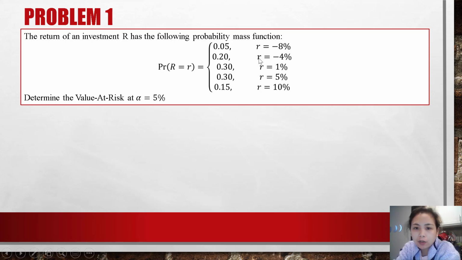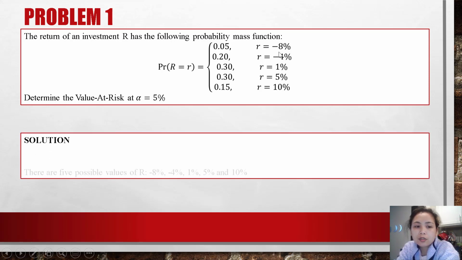So if we look at r equal to negative 8%, the probability that the random variable R is less than or equal to little r is exactly 0.05, which is 5%. See that? Similarly, if we choose r equal to negative 4%, then the cumulative probability, the probability that R is less than or equal to negative 4%, is 0.2 plus 0.05, which is 0.25, more than 5%. So simply we should pick r equal to negative 8%.